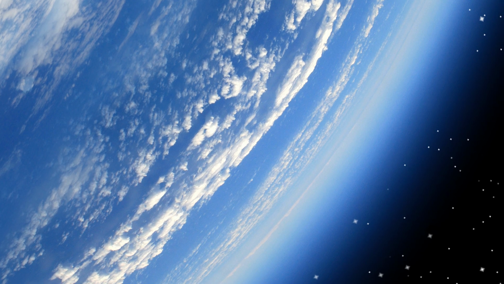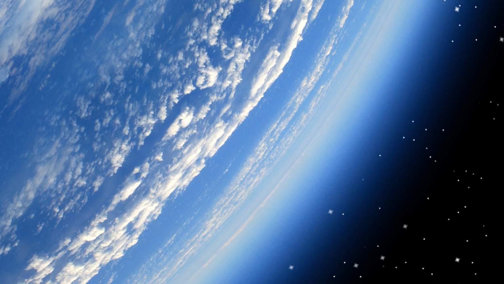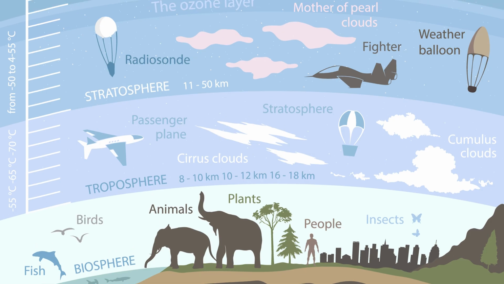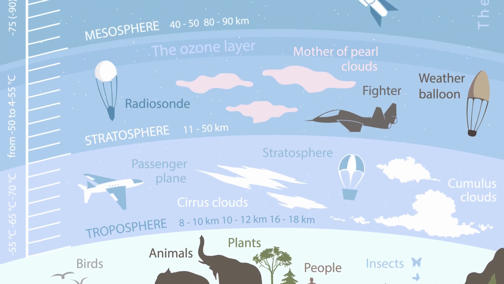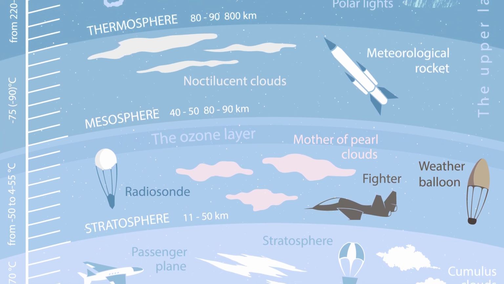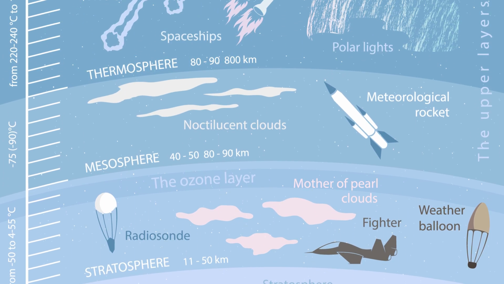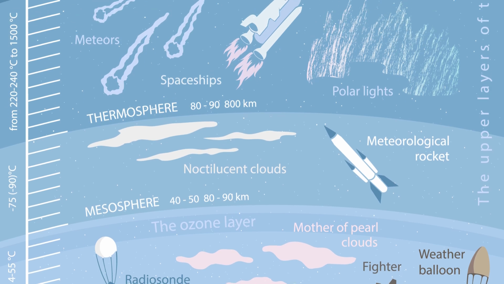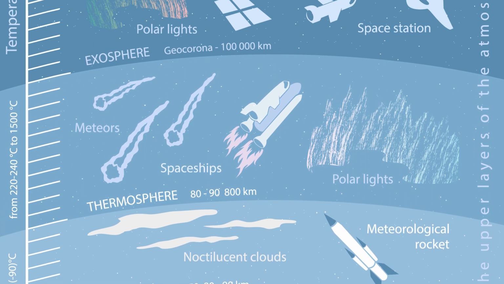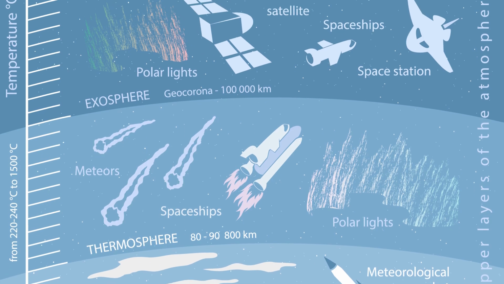And broadly speaking, it fits into layers, because as layers change, different forces have different effects upon it, and it changes how it behaves. Each layer is separated by what's known as a pause. So at the top of the troposphere you have the tropopause, at the top of the stratosphere you have the stratopause, and so on. And these can be quite abrupt, or they can be quite broad, quite nebulous layers between these different areas of the atmosphere.